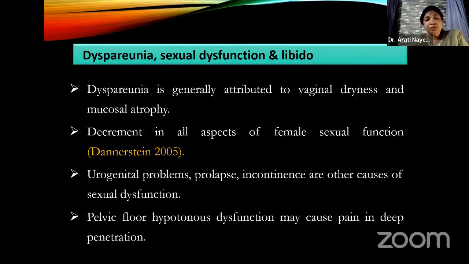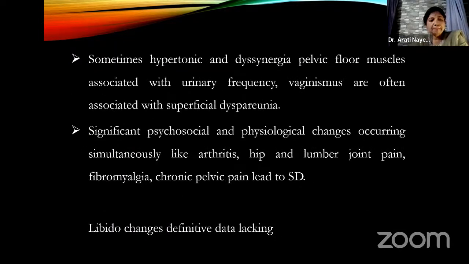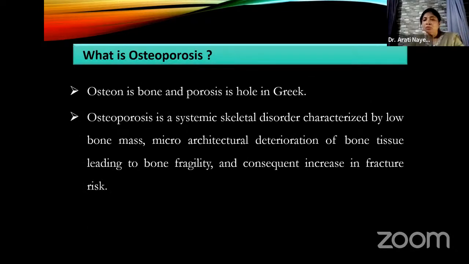Then dyspareunia, sexual dysfunction, and libido. Dyspareunia is generally attributed to vaginal dryness and mucosal atrophy. There will be urogenital problems, prolapse, incontinence, and other causes of sexual dysfunction. Pelvic floor hypertonic dysfunction may cause pain in deep penetration. Significant psychosocial and physiological changes occurring simultaneously, like arthritis, hip and lumbar joint pain, fibromyalgia, and chronic pelvic pain, lead to sexual dysfunction. One of the important issues during menopause is osteoporosis.